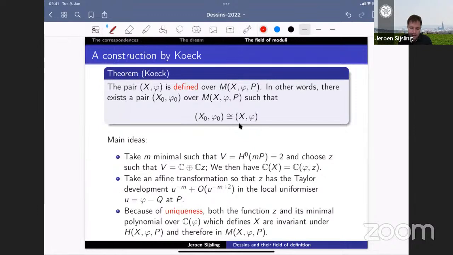He shows that in fact this function Z is invariant under this group, under this aforementioned group. And since this function is invariant, so is its minimal polynomial over C phi, which by the way exists, because this extension is a finite extension of C phi. This is exactly the dictionary between function fields and algebraic maps. You know that this gives you a finite extension of degree n.